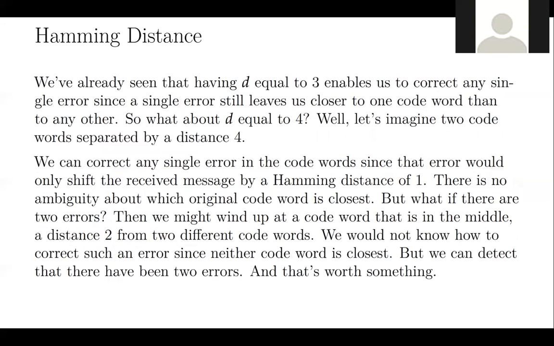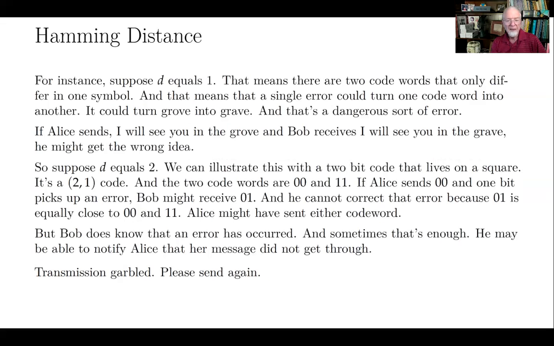How does Bob know an error has occurred? Well, the only 2 legal code words are 00 and 11. So if he gets a 01 or a 10, he knows that one of those was an error. So this is agreed upon in advance, is that correct? Yeah, that's the way you design the codes.